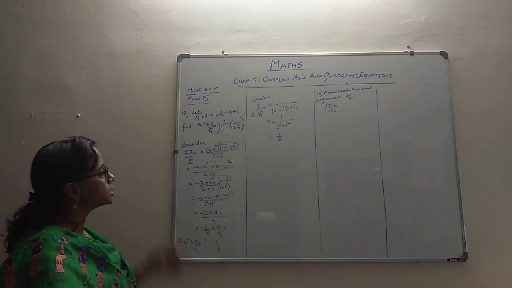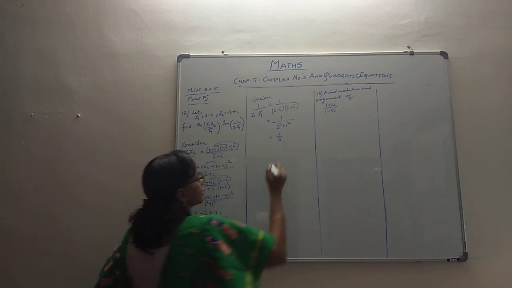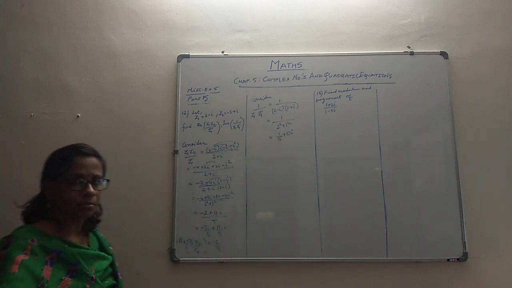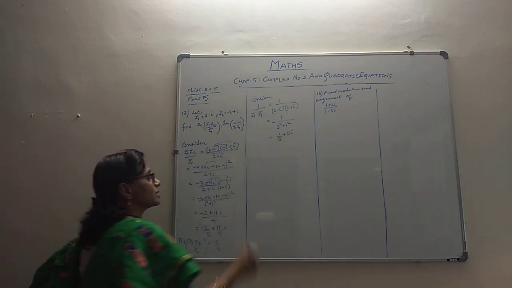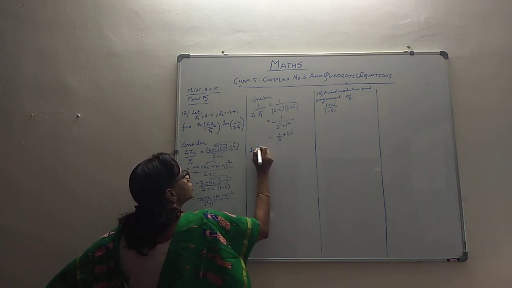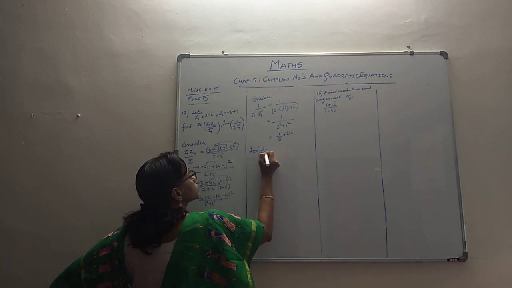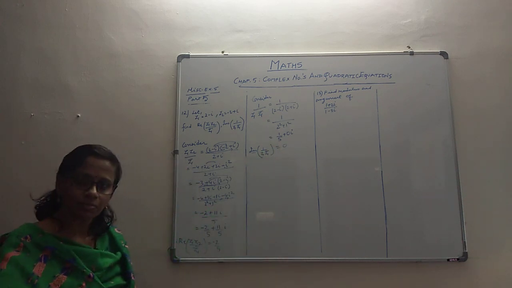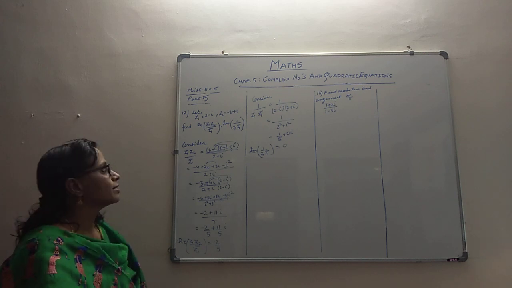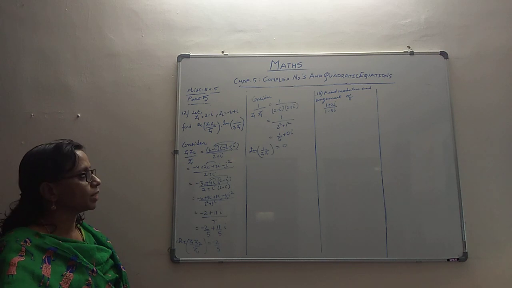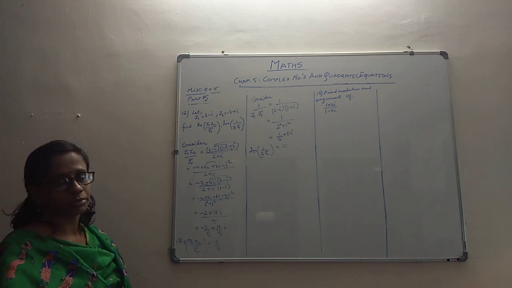But when we write it in standard form, it is 1 by 5 plus 0i, because there's no imaginary part that's coming. And the question says, write the imaginary part of this complex number. You have to write the imaginary part of this complex number, and that is 0, because there's absolutely no imaginary part. So that's about part 2 of this problem 12. Now we'll quickly go to problem 13.